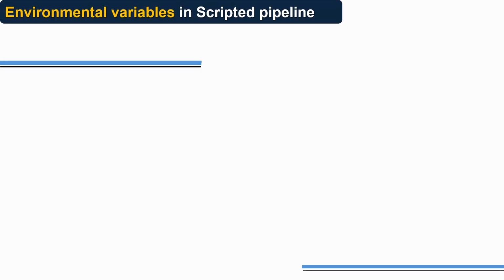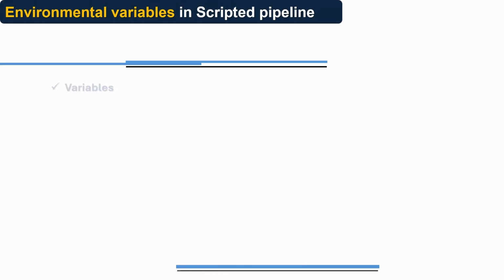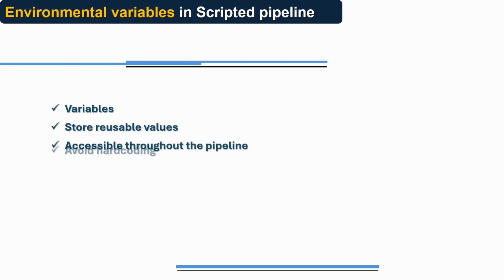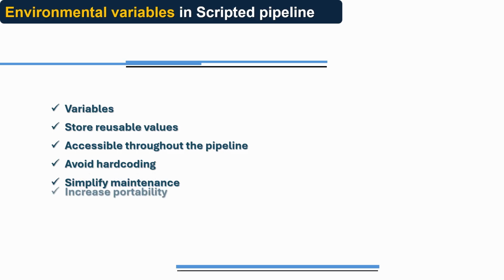Instead of writing values directly into the code, we assign them to variables. For example, suppose your application version is 1.0 today. Instead of writing 1.0 in multiple places throughout the pipeline, you store it in a variable called version. Whenever the version changes to 2, you only update the variable once. So every stage that references the version automatically starts using the new value. This makes pipelines significantly easier to manage, especially when they grow to hundreds of lines.